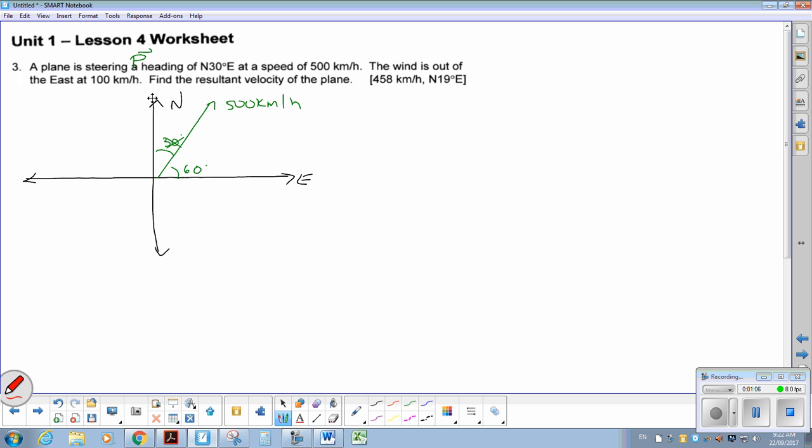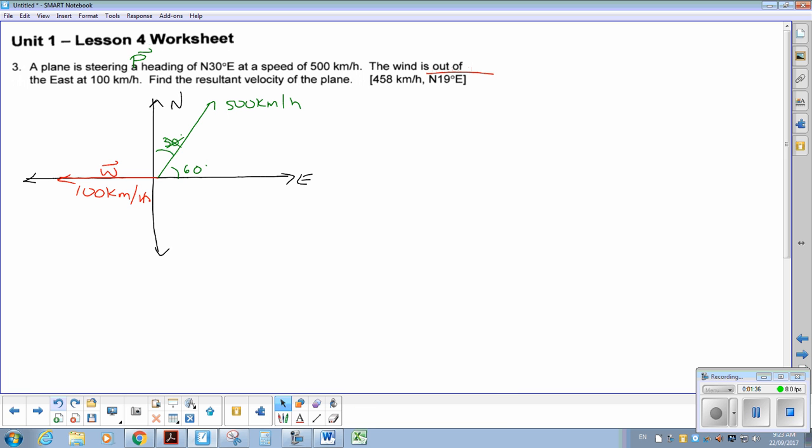Next, the wind is out of the east. If it's out of the east, that means that it's coming toward you. If you're standing at the origin, it's blowing in your face. We don't want to draw the vector's head at the origin, so I'm going to slide that vector over here, and it is 100 kilometers an hour. I'll call that my W vector, that's my wind.